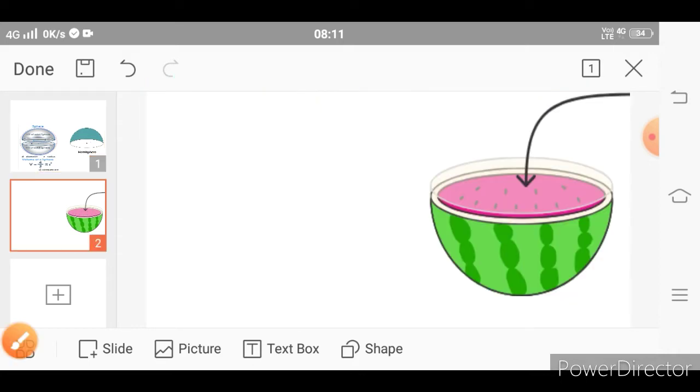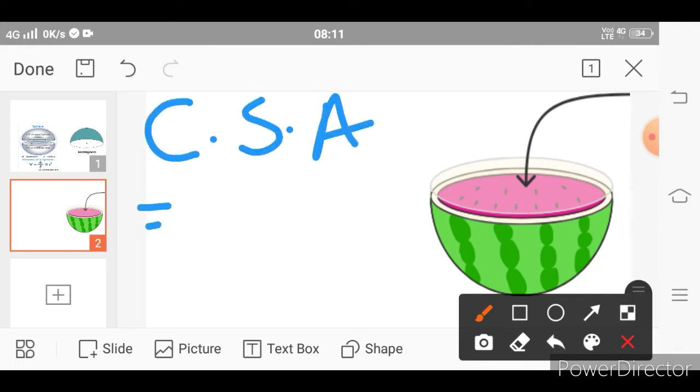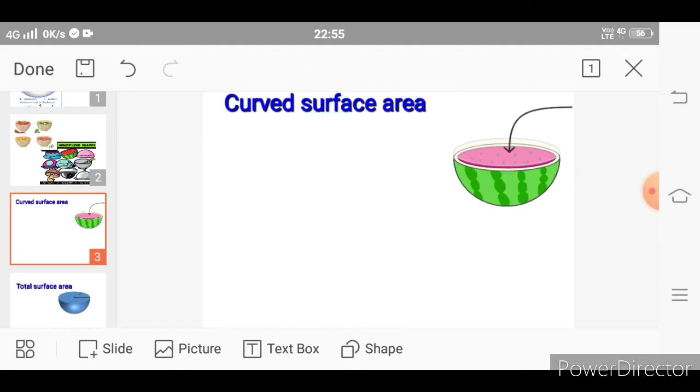Next, curved surface area. This green color part is called the curved surface area, not this red part. This is called the curved surface area of this hemisphere. So the green part is the curved surface area here.